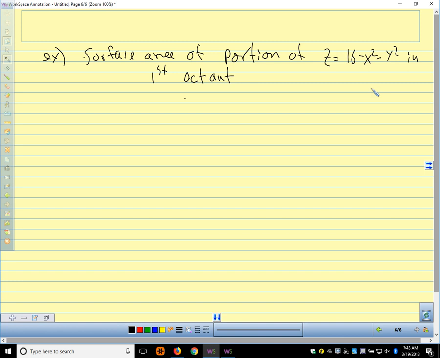So what is this thing? Paraboloid, right? And we have 16 minus x squared minus y squared. So how is it oriented? Downwards. So if we drew a picture, it would look like that, ish. This is kind of a pointy paraboloid.